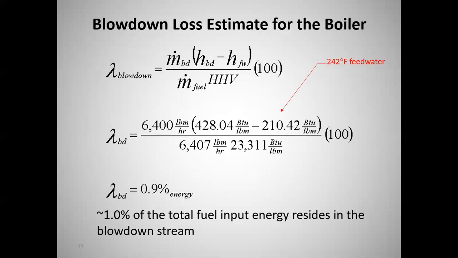Okay, so with your mass flow rate of blowdown, we can go ahead and pull these enthalpies. The enthalpy of the blowdown should be saturated water at 400 psig. And the 210 is saturated water at 242. Then the mass flow rate of fuel, and there's your heating value. So when we take the control volume around the boiler itself, we come out with 0.9%, or roughly 1%, of the total fuel input energy residing in that blowdown stream. So we're throwing away 1% of the energy we purchase and put into the fuel in the blowdown.